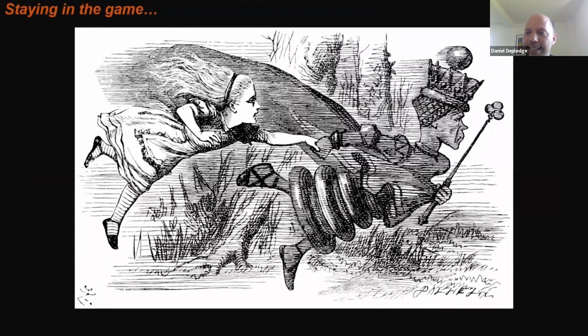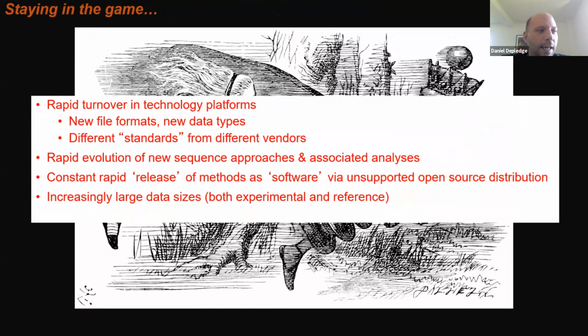One of the big challenges of working in the field of sequencing informatics is very much staying in the game. Hopefully you'll recognize this picture from Alice in Wonderland, running to stand still. This is a problem in the sequencing world simply because there is a rapid turnover in technology platforms. I've actually lost count of how many different versions of Illumina sequencing platforms there have been. There have been other technologies like 454 and Ion Torrent that have come and to some extent gone.